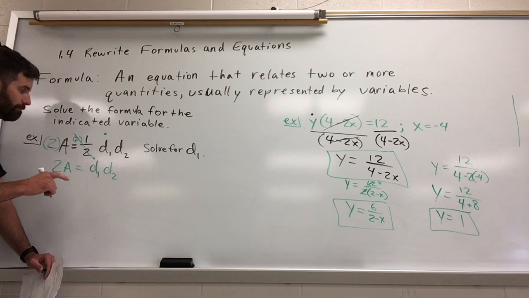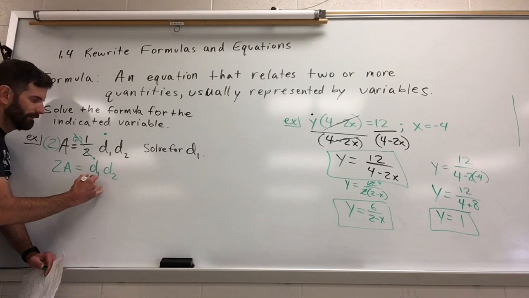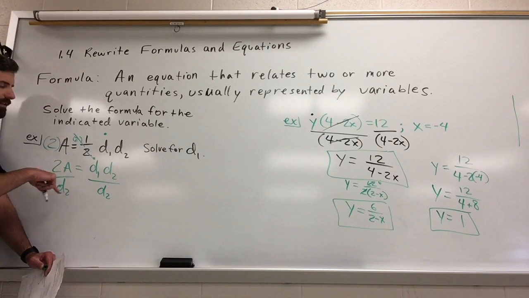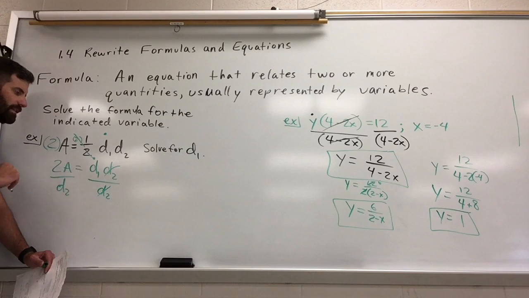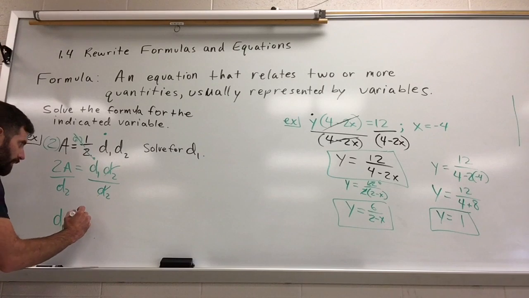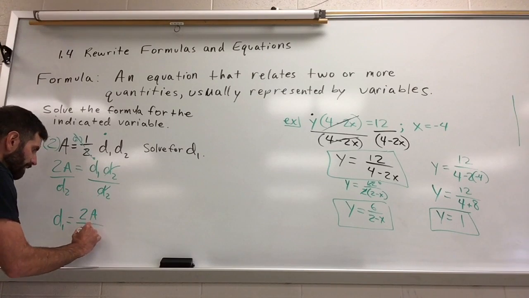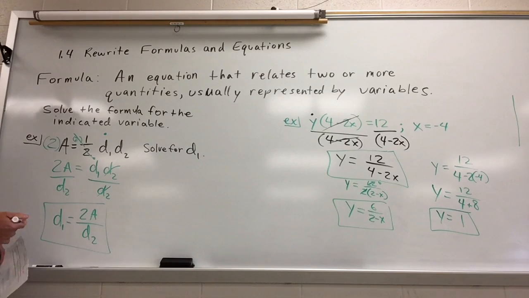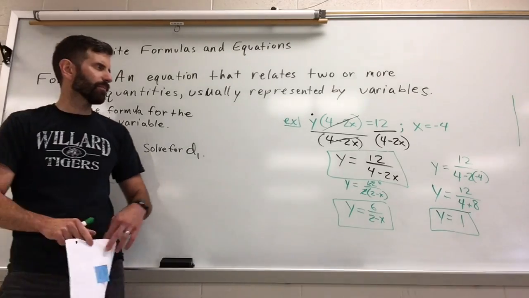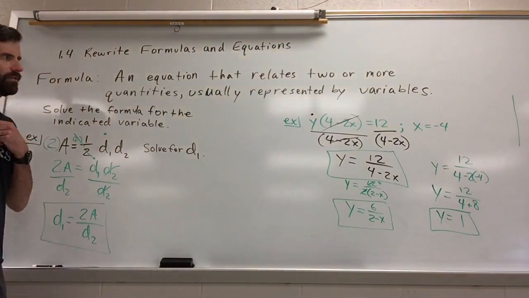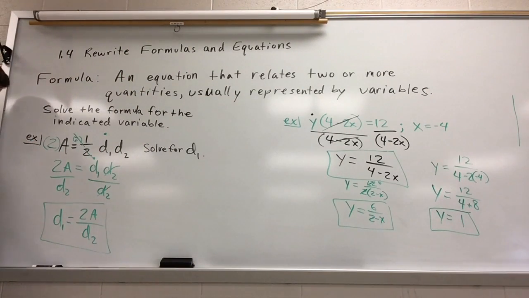All right, so to get D1 by itself, we now divide by D2. Nothing simplifies, but we have D1 solved for. And typically we like to write it on the left-hand side. So diagonal 1 is equal to 2 times A divided by diagonal 2. Looks kind of funny, but it's the same steps that we used in these types of problems. We just undid what was being done to the variable to get it by itself. All right, let's try another one.